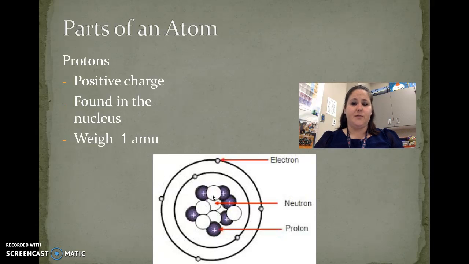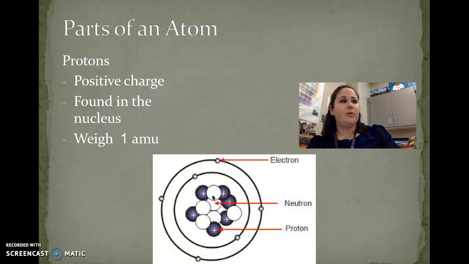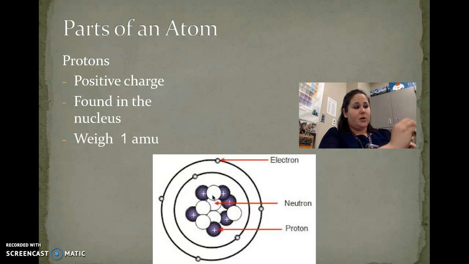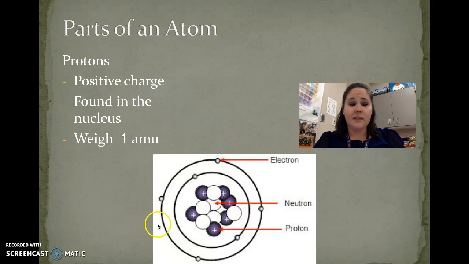Neutrons. I'll wait just for a second and pause while you guys write down this information about protons. I'll erase my board while you're copying this down. So, parts of an atom. One part is called the proton. It's positive. It's found in the center, aka the nucleus. And its weight is very, very tiny.